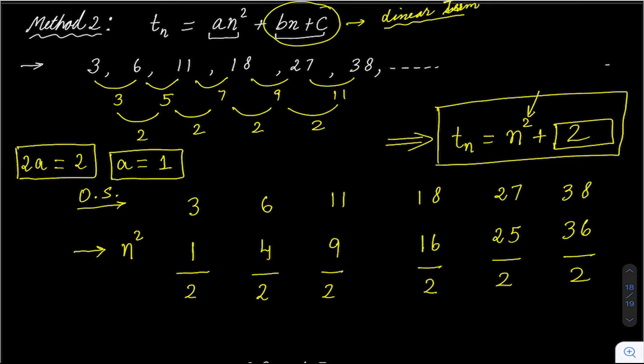Let me just repeat this part again. We write our original sequence, and then we write our square term values, that is 1, 4, 9, 16, 25, 36. Then we take the difference and see what happens. When you take the difference, you should be left with a linear sequence. But in this case, every difference is 2 only. So if you just add 2, you get the original sequence. That's why the nth term is n square plus 2.